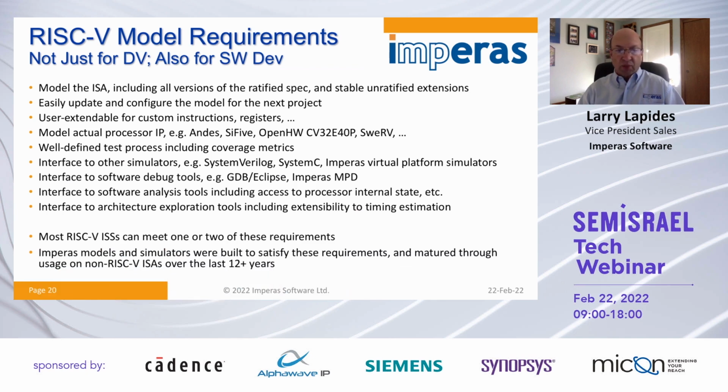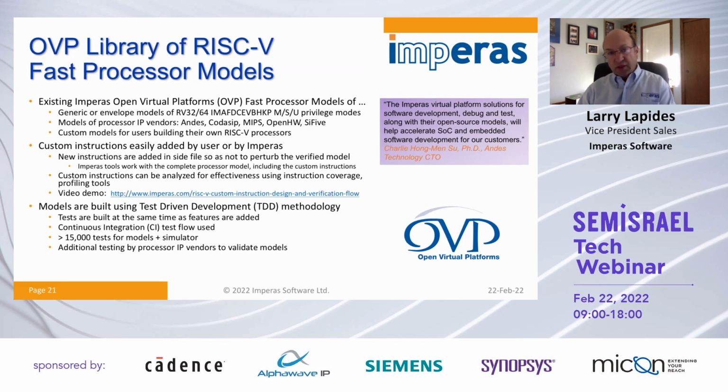We've been building our models and simulators for over 12 years, working on not just RISC-V, but other instruction set architectures, and we satisfy all these requirements. So just looking in a bit more detail at the Open Virtual Platforms library of RISC-V fast processor models. We're supporting generic or envelope models, models of the processor IP vendors, models that users build, and custom models can be supported here. A key piece of this is the test-driven development methodology that is used for building the models.